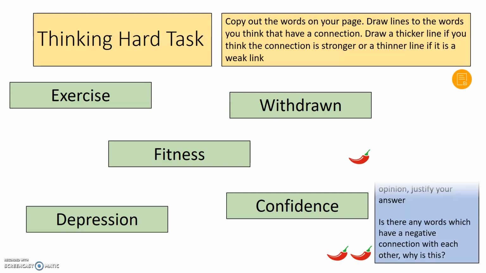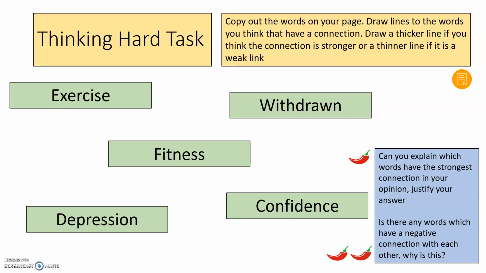Okay, so next task, again you can pause the video here, but these are 2 differentiation tasks for you to add on to your thinking task. The first one is, can you explain which words have the strongest connection in your opinion? Can you justify your answer here? Look back at where you've made your lines, which one has the strongest link in your opinion and why?